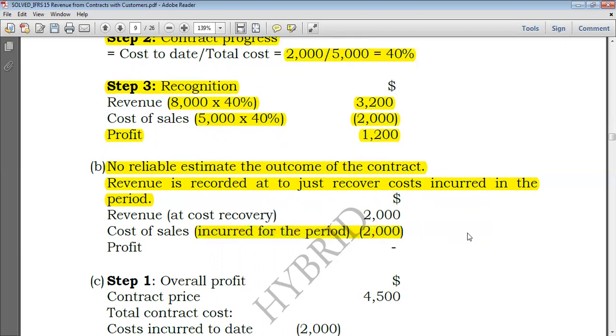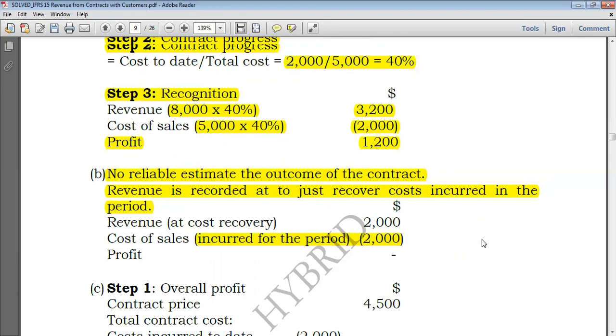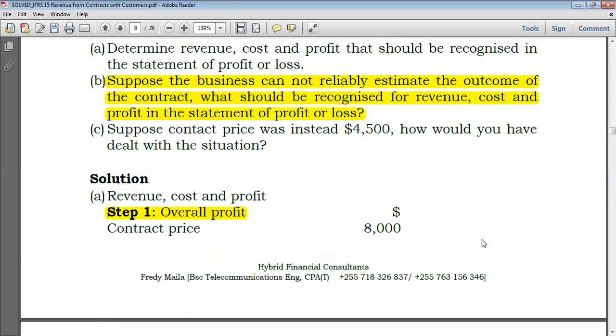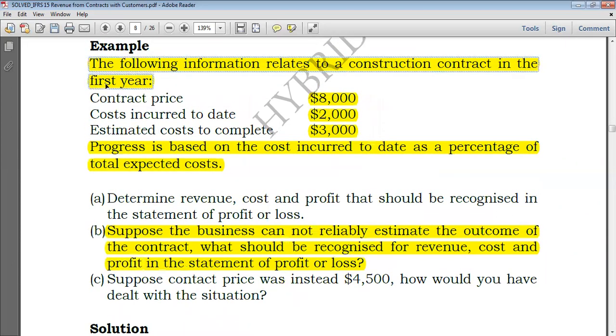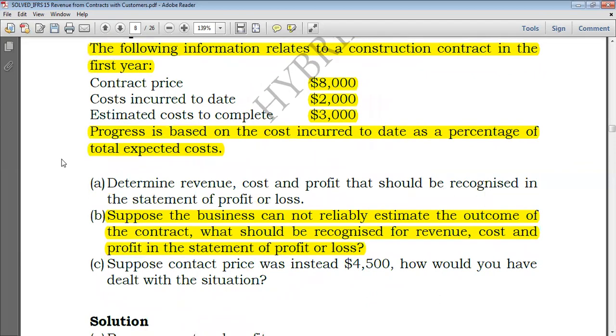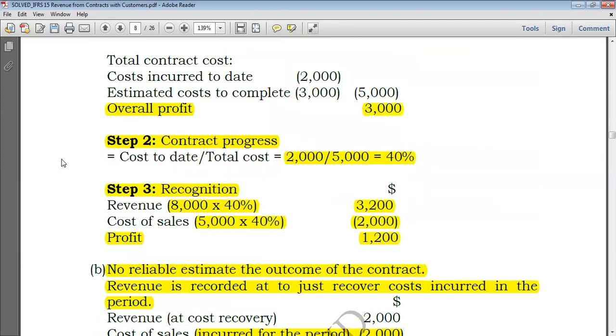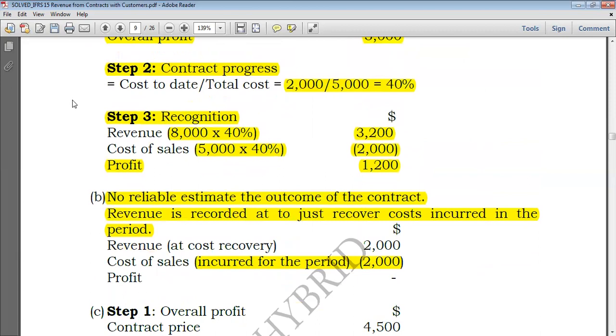Actually, it was cost incurred to date, but since it was the beginning of the period here, we are told that it was in the first year. It's the first year, so that means all the costs have been incurred during that year. So you would have the cost of sales at 2,000, and you would have to recognize revenue at the cost that you can recover. If you're not told anything, we presume that we can at least recover the cost that you have incurred, that is 2,000. So you'd have your revenue 2,000, giving you a profit of nil here.